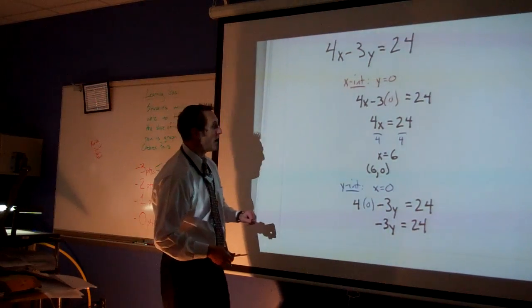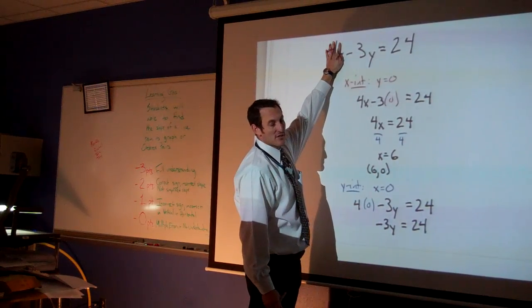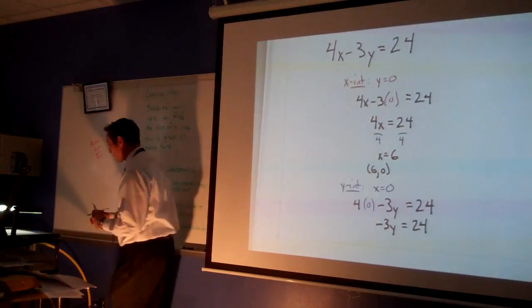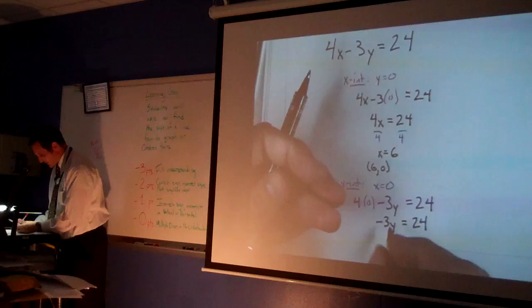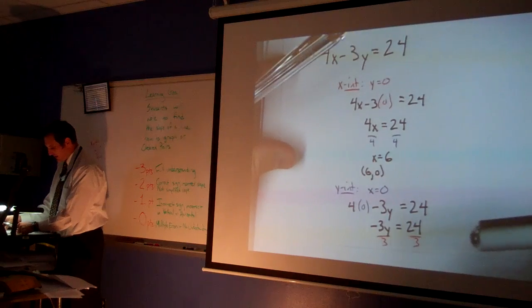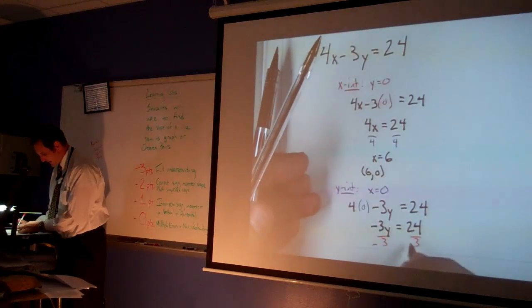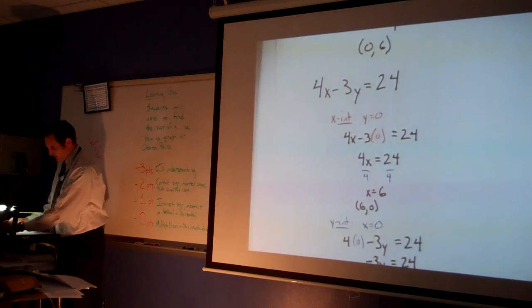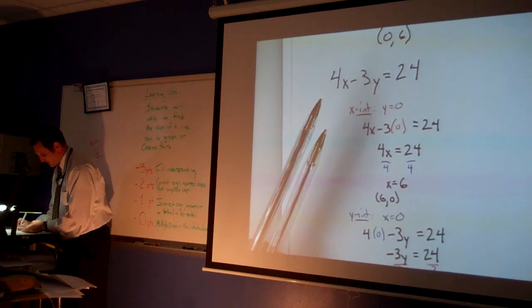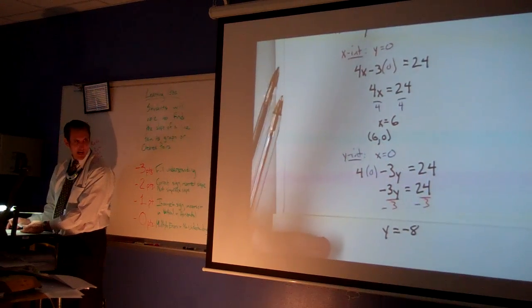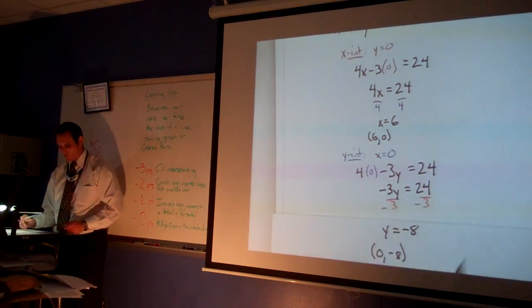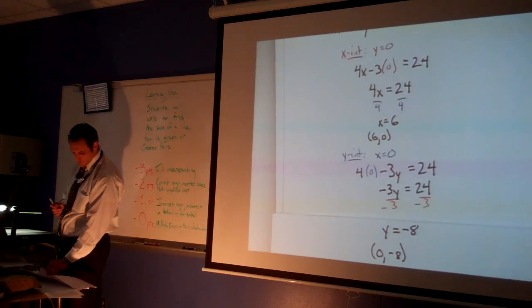And the same can be used for the cover-up shortcut. When we cover up the x term, we're left with negative 3y. Negative 3y equals 24. And then when we divide both sides by negative 3, what we have left is y equals negative 8. And our ordered pair for the y-intercept is 0 for x, negative 8 for y. That is our ordered pair.